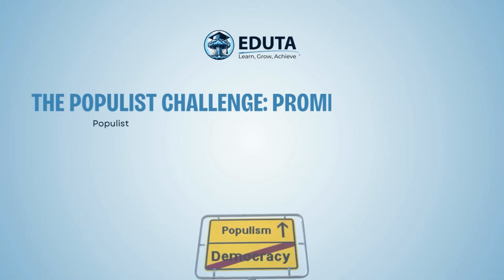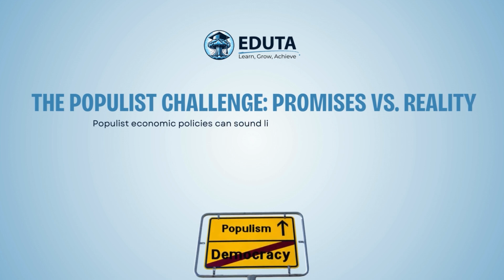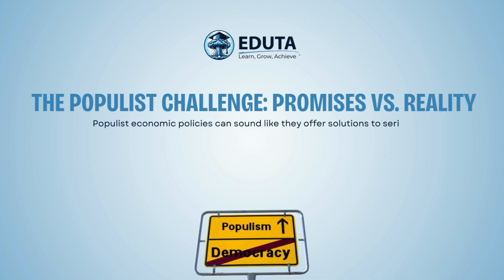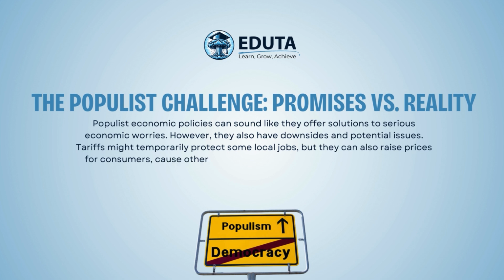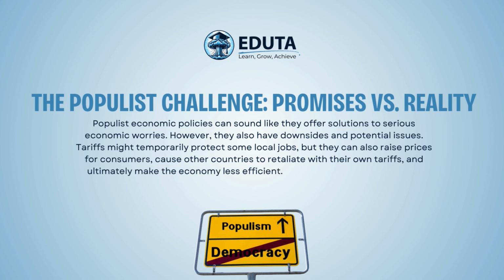The populist challenge: promises versus reality. Populist economic policies can sound like they offer solutions to serious economic worries. However, they also have downsides and potential issues. Tariffs might temporarily protect some local jobs, but they can also raise prices for consumers, cause other countries to retaliate with their own tariffs, and ultimately make the economy less efficient.